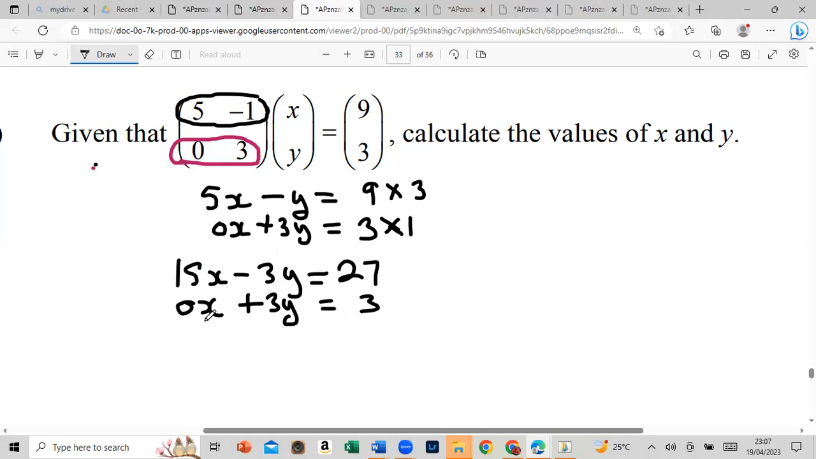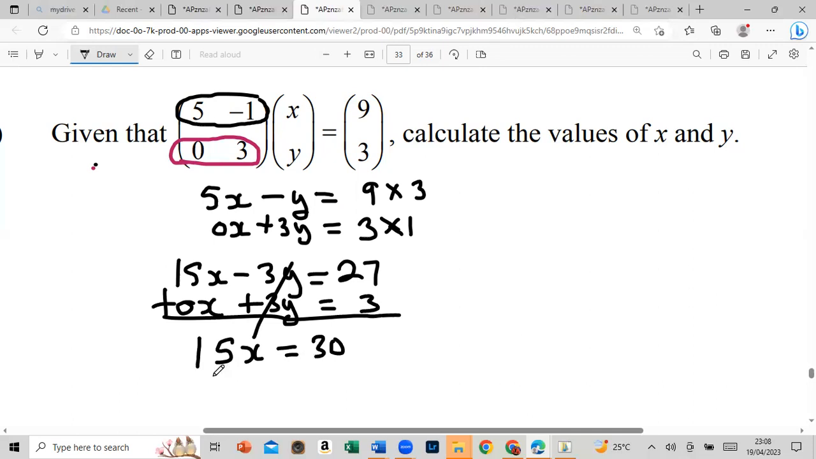Alright, so to get rid of the y, 1 is negative and 1 is positive, so we have to add the entire equations. So 15 plus 0, that's 15x. Remember, this is going to be 0. 1 is negative and 1 is positive, that's why I multiplied. And 27 plus 3 equals 30. So what it means is 15x equals 30.